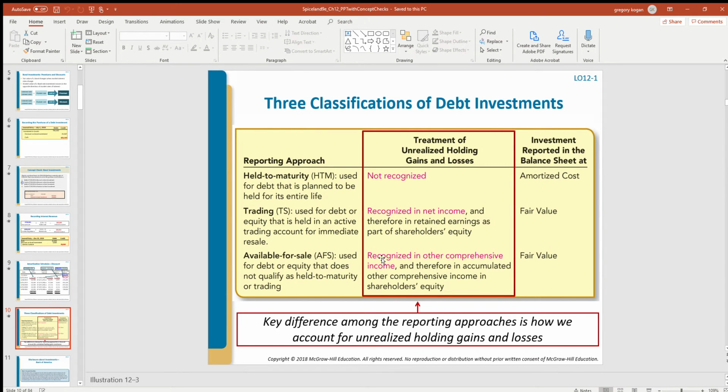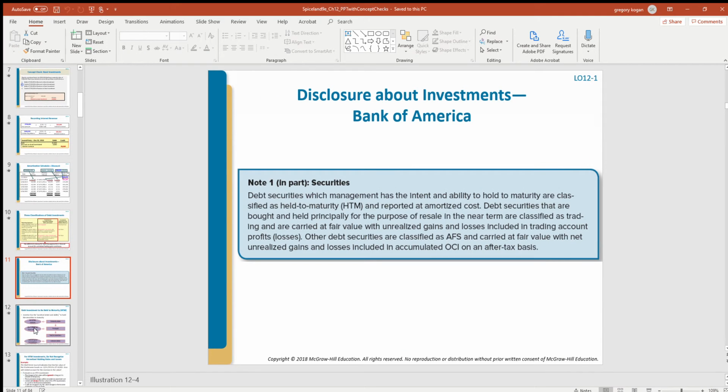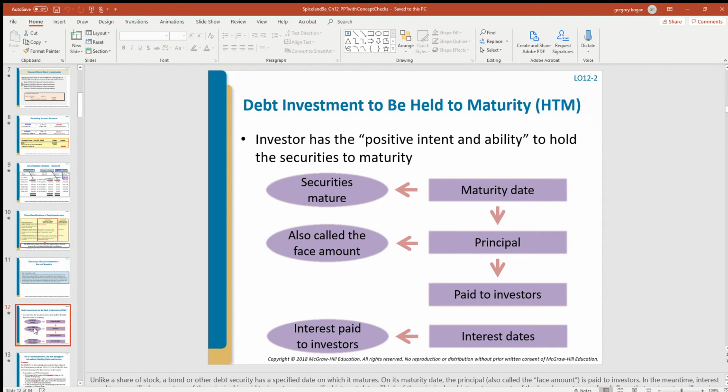Right. So now going through, we have, again, 3 classifications of debt investment. We have the held to maturity, unrealized does not get recognized, trading, recognized in net income, available for sale, recognized in OCI. And these are the key differences. And this is oftentimes on the CPA exam, so definitely need to memorize it.